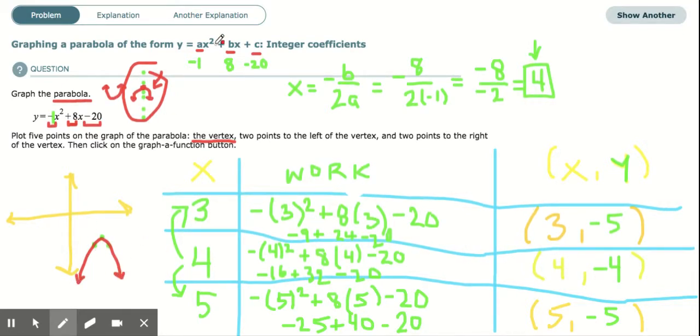So you're going to go ahead and graph this. Hopefully this helps you graph a parabola in standard form.